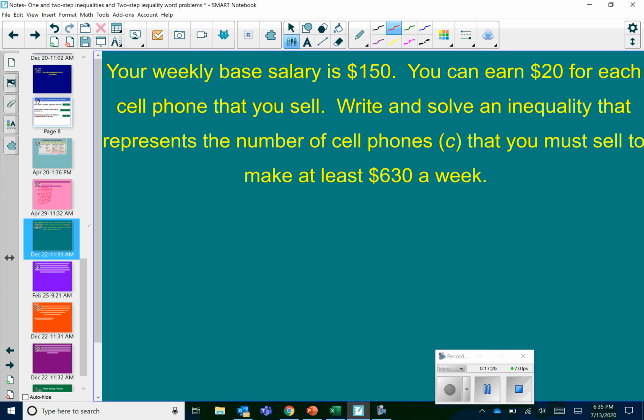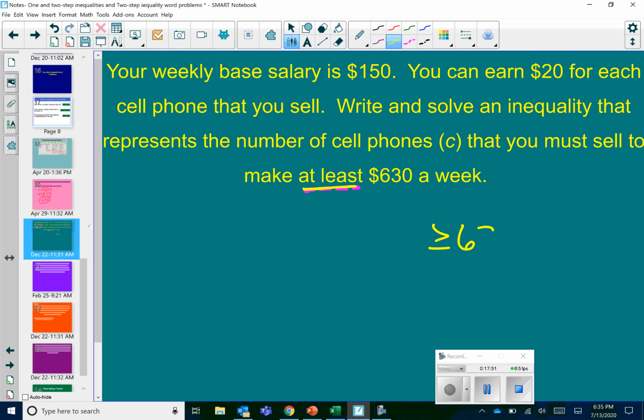It says your weekly base salary is $150. You can earn $20 for each cell phone you sell. Write and solve an inequality that represents the number of cell phones, C, that you must sell to make at least $630 a week, which means you want to make $630 or more, which means greater than or equal to.